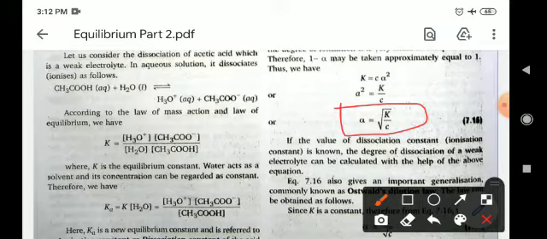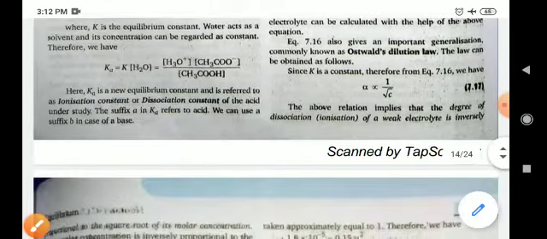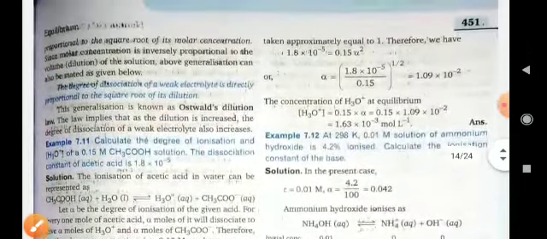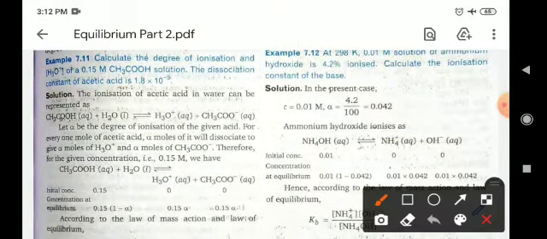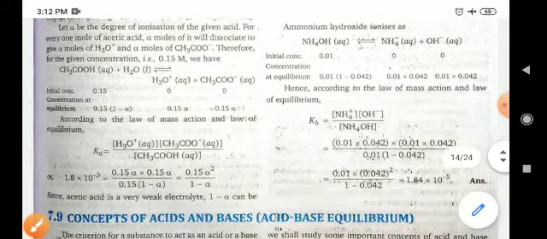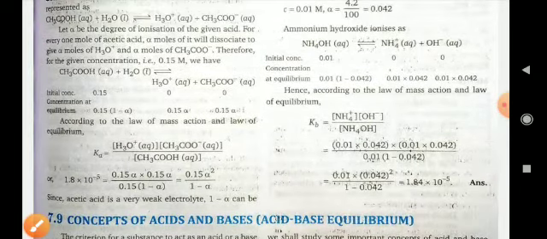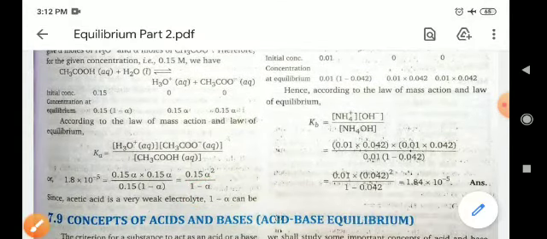Okay. Now, on the basis of this formula, you can calculate the numerical problems coming in your examination. For example, in this question you have to find the dissociation constant K, and by putting in the values you will find the dissociation constant.